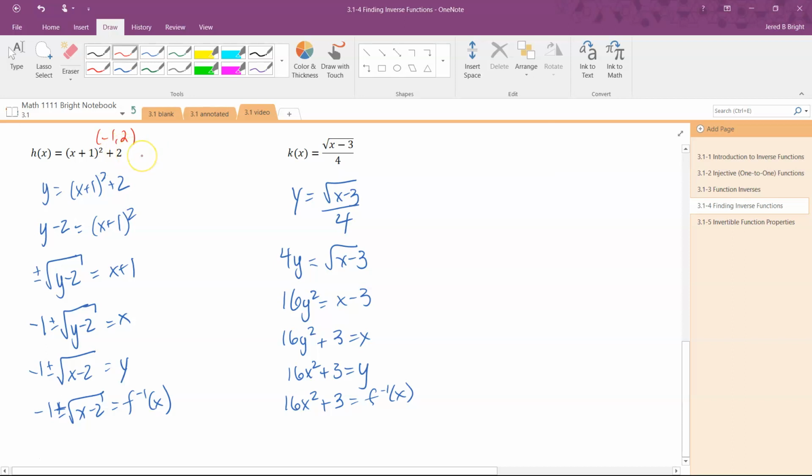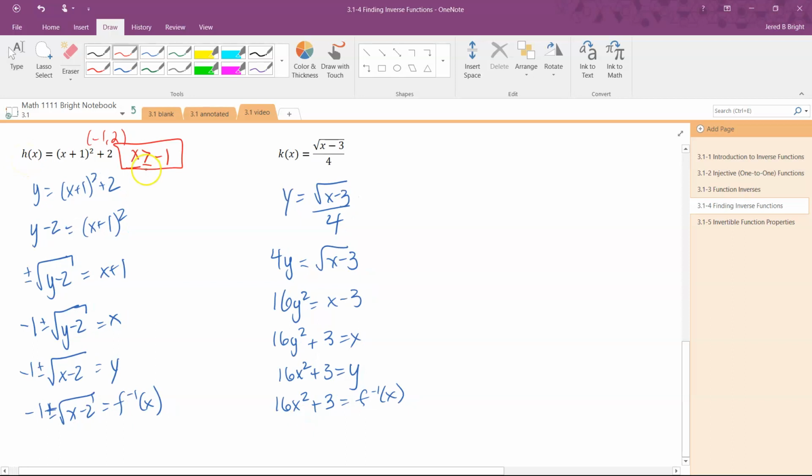So then what we need to do for it to be one-to-one, we need to look at half of the parabola, so from the vertex to one of the sides. And so maybe the easiest thing is to say we're going to look at the right half, so when x is bigger than or equal to -1. Okay, so this domain restriction is absolutely critical for h, and it actually plays out in the inverse a little bit.